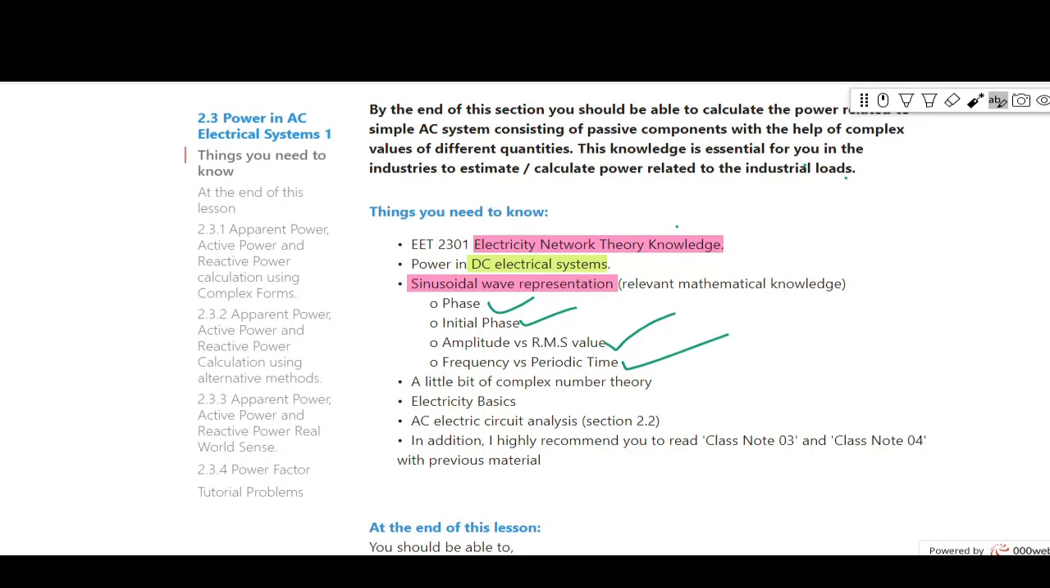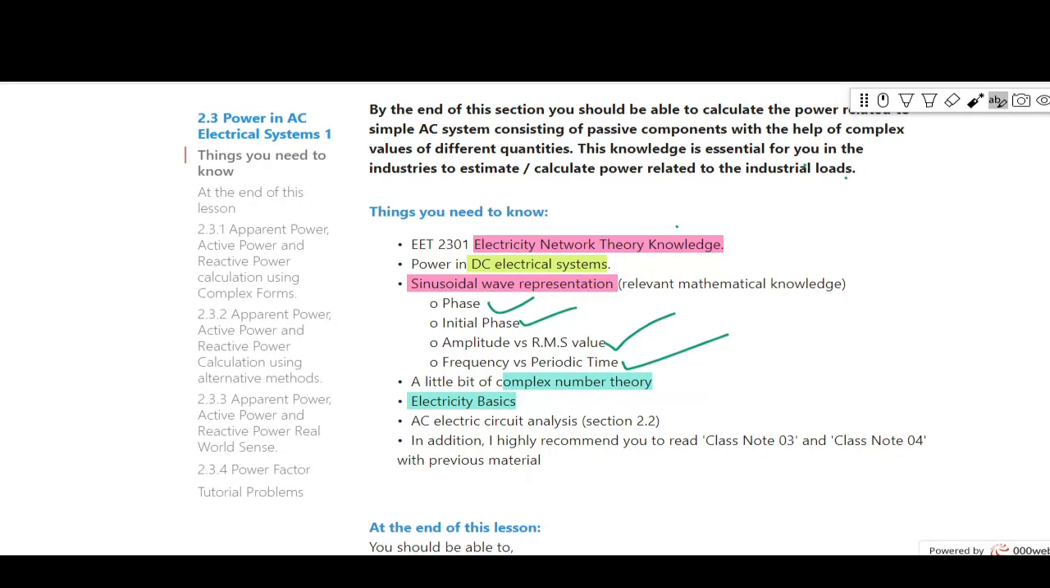it's better to know about complex numbers, but if you're not that good at complex numbers, don't worry, because we are going to use the scientific calculator. So in that case, I hope it won't be that much of a problem. But still, if you know the theory, it would be very easy for you to understand this section. Therefore, I highly recommend you go through the complex number theory which you learned in your maths course. And electricity basics, of course, you have learned in the first year.